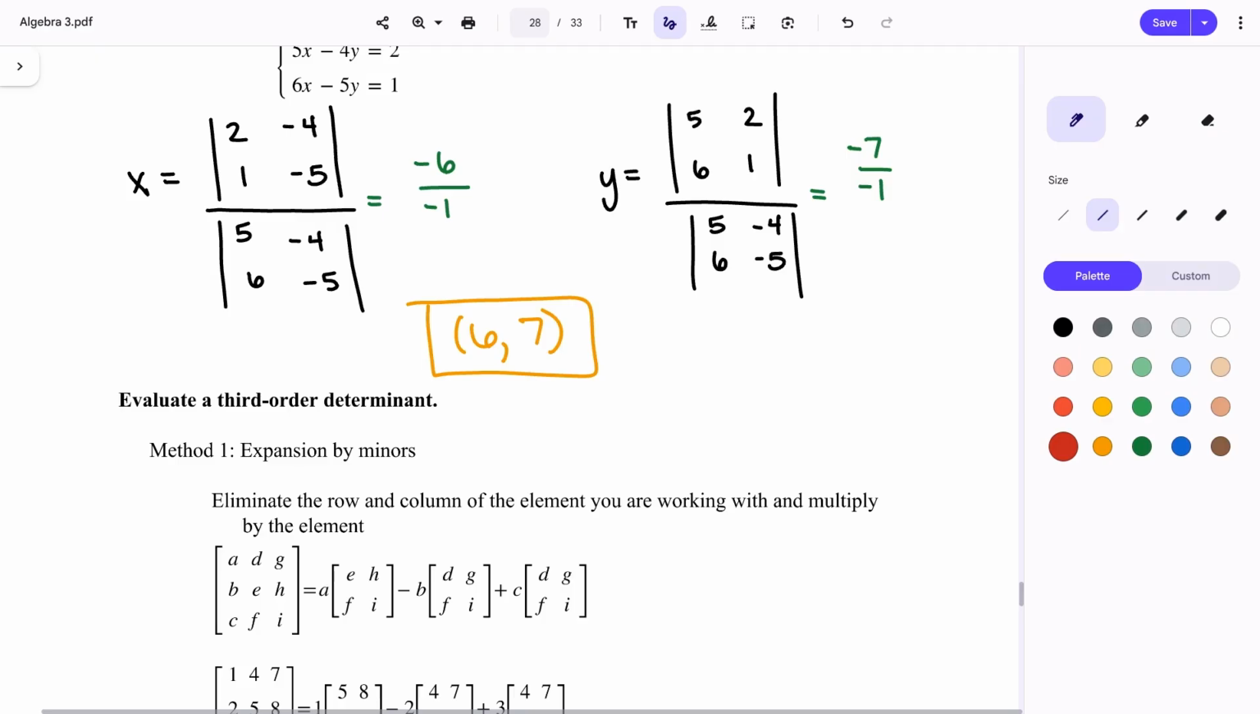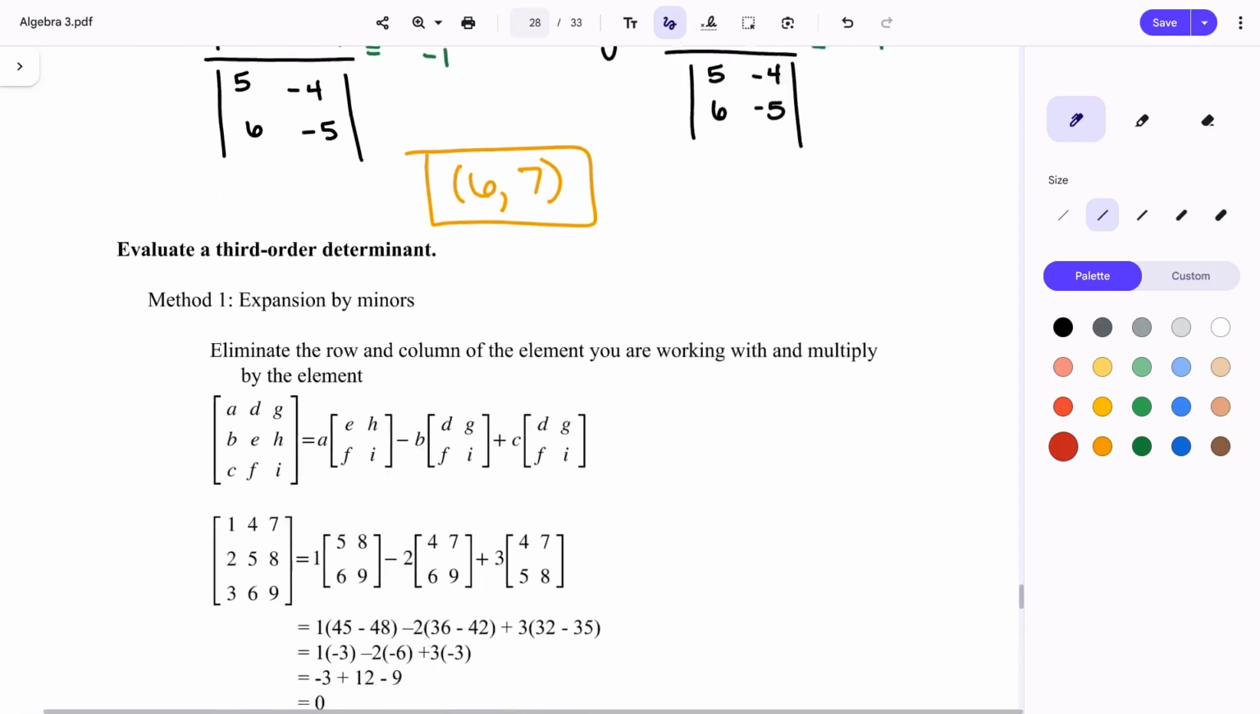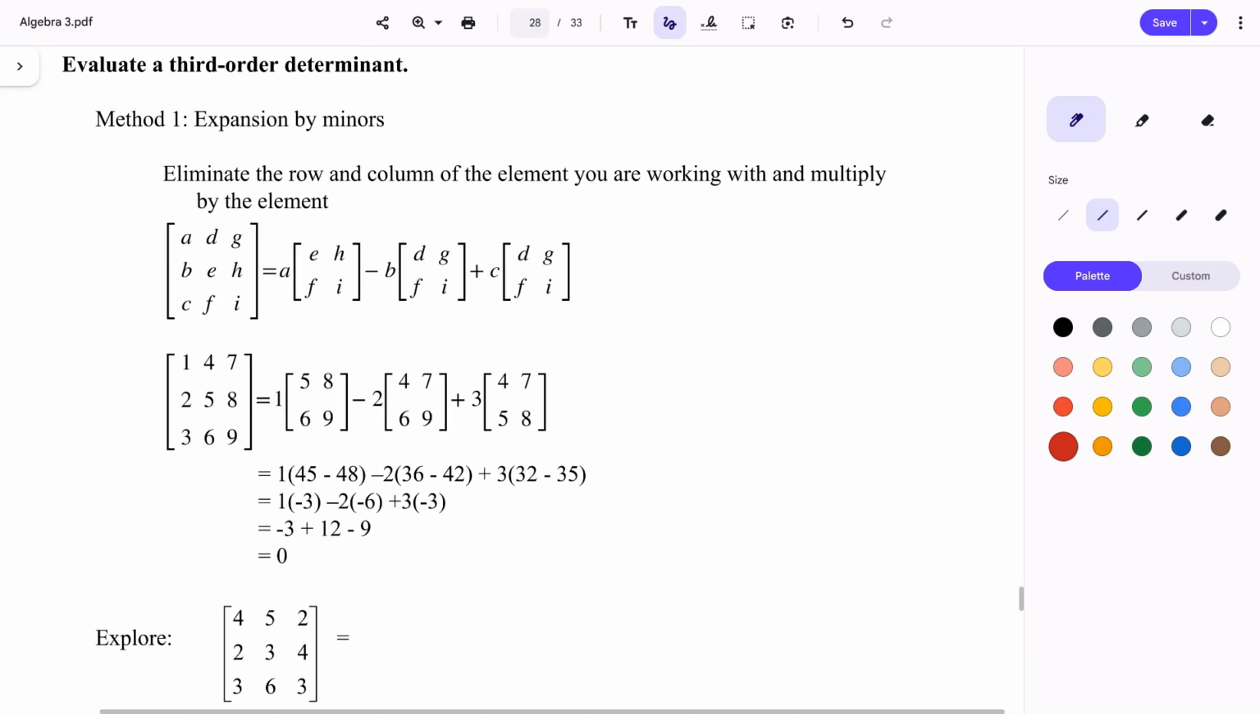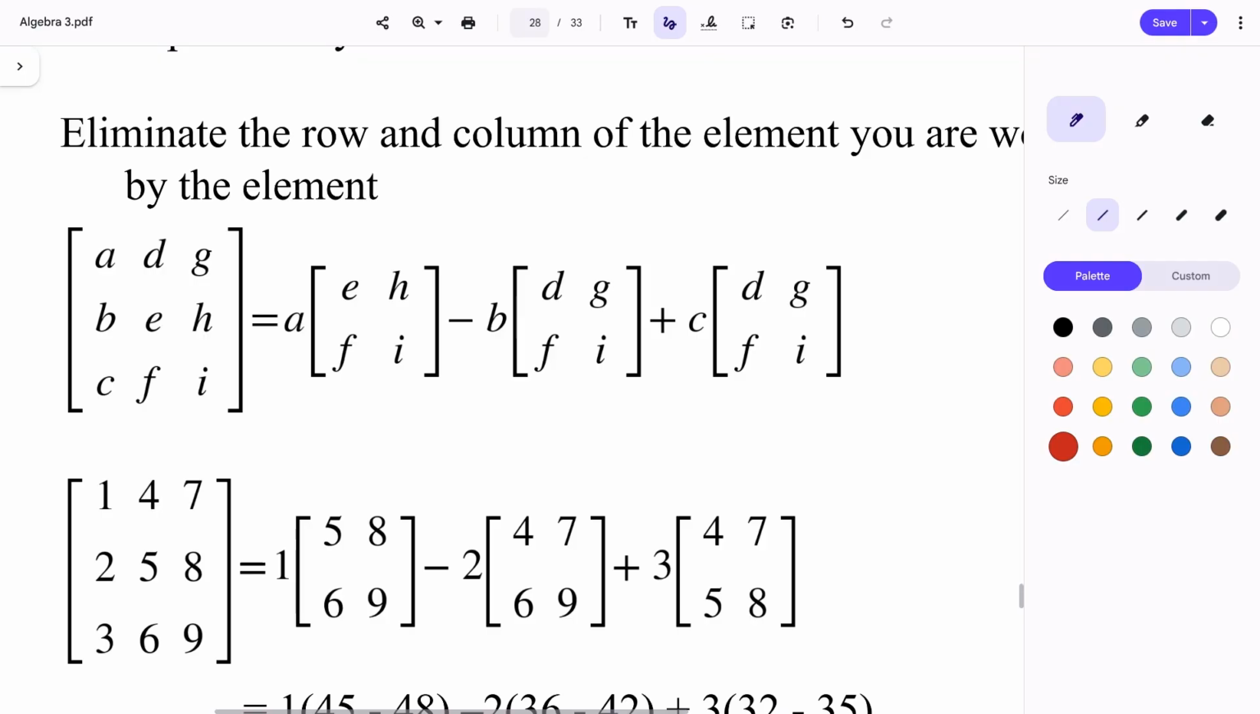There's actually two ways that you can find the determinant of a 3 by 3 matrix. And I'm going to go over both of them. The first one is called expansion by minors. How this one works is that you're going to eliminate the row and the column of the element that you're working with and multiply by the element. Again, they're giving you a big overview idea of what this looks like. Now there's a lot of letters on this first one, okay? But eventually you'd start working with numbers. What that rule basically says is if I'm taking A, which is what they put first, I would eliminate the row that A is in and the column that A is in. So I would get rid of the D, G and the B, C.